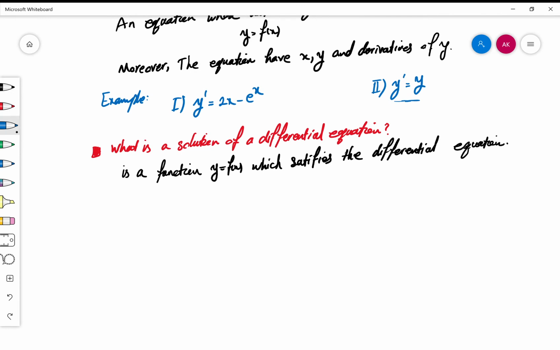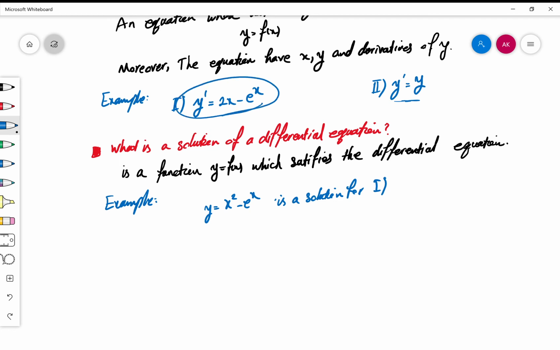So for example, these are examples of solutions for the functions. For example, y equals x squared minus e to the power x is a solution for the first one, I mean this differential equation. Why? Because if you differentiate it, you get 2x minus e to the power x, and that's exactly what we have there.